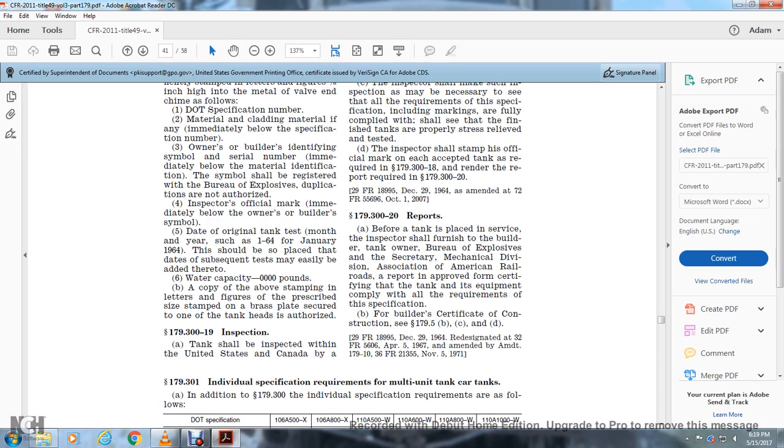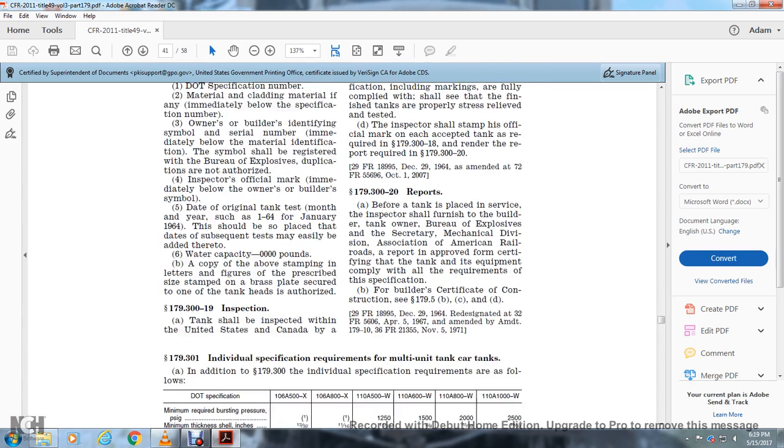179.320 Reports. Before the tank is placed in service, the inspector shall furnish the builder and tank owner, the Bureau of Explosives and the Secretary of the Mechanical Division, Association of American Railroads, a railroad report certifying that the tank and equipment comply with the requirements of the specification. Be the builder's certificate, construction 179.5 B, C, and D.